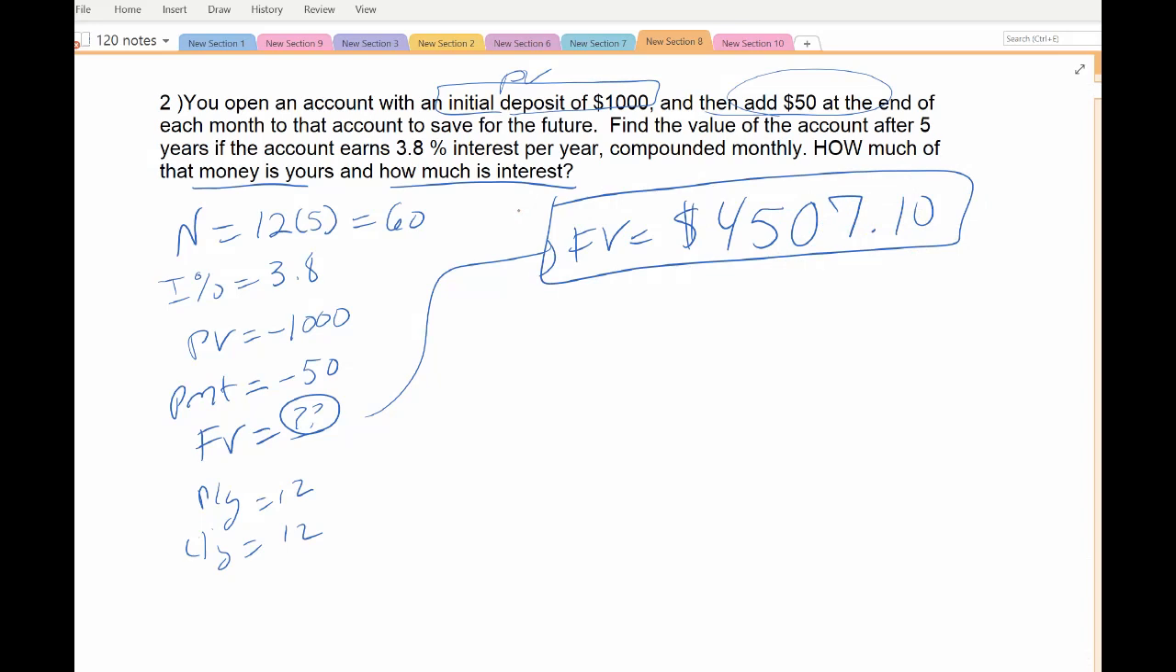All right, so the first thing I'm going to figure out is what are all the payments that we made. All of the payments would be the one-time deposit of $1,000 plus the 60 times we're going to put in $50, right? Those would be the N times our payments, right? $50 is going in there every month for 5 years. So 60 times we're going to put $50 in the account.